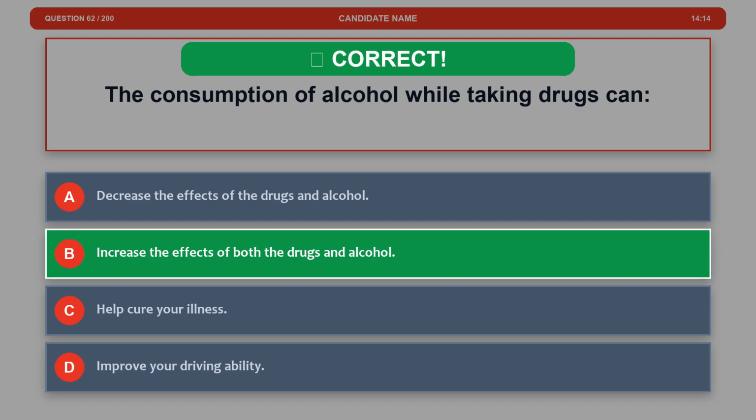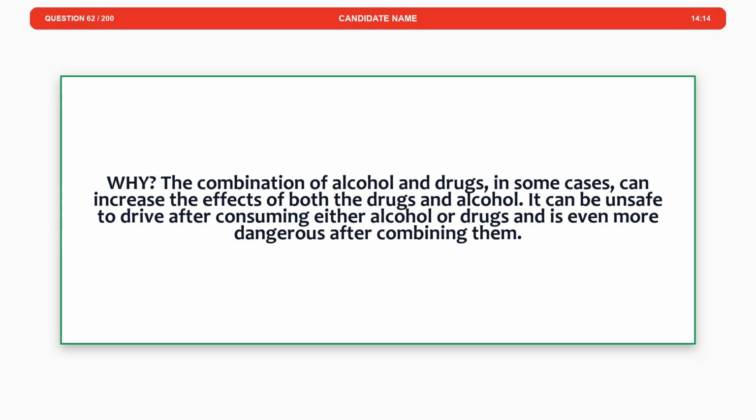The correct answer is option B. Increase the effects of both the drugs and alcohol. Explanation. The combination of alcohol and drugs in some cases can increase the effects of both the drugs and alcohol. It can be unsafe to drive after consuming either alcohol or drugs and is even more dangerous after combining them.